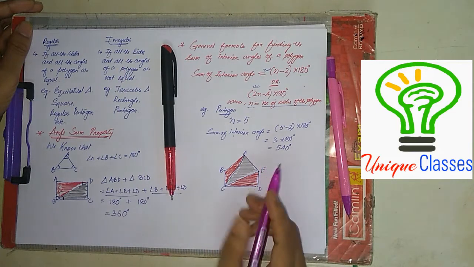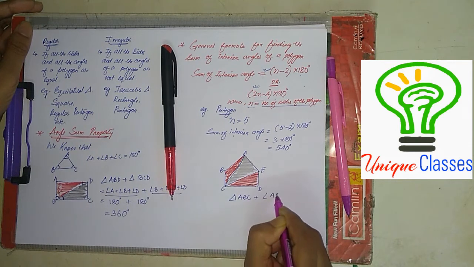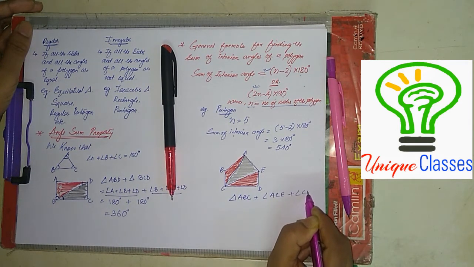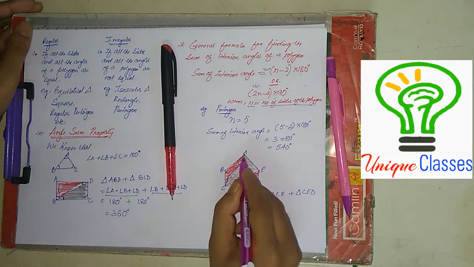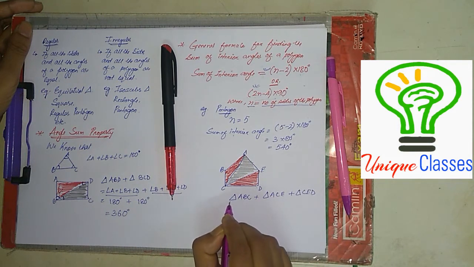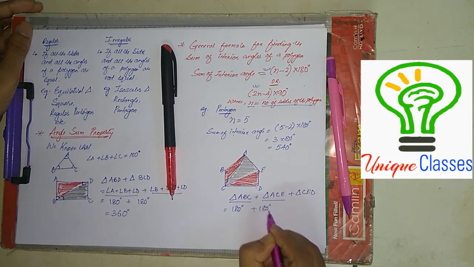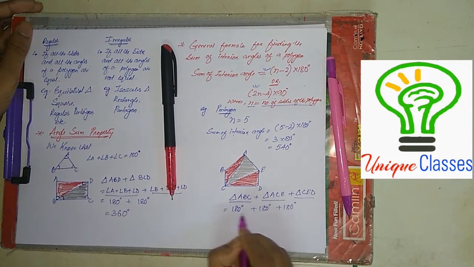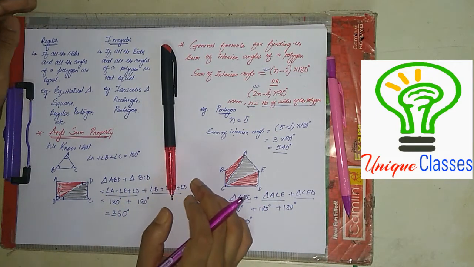Okay, so we found three triangles, that is triangle ABC, triangle ACE, and triangle CED. Now we know that the sum of interior angle of a triangle is equal to 180 degree. Sum of interior angle of a triangle is equal to 180 degree. So 180 plus 180 plus 180 is equal to 540 degree. Now both the answers are same, so this formula is correct. Fine.